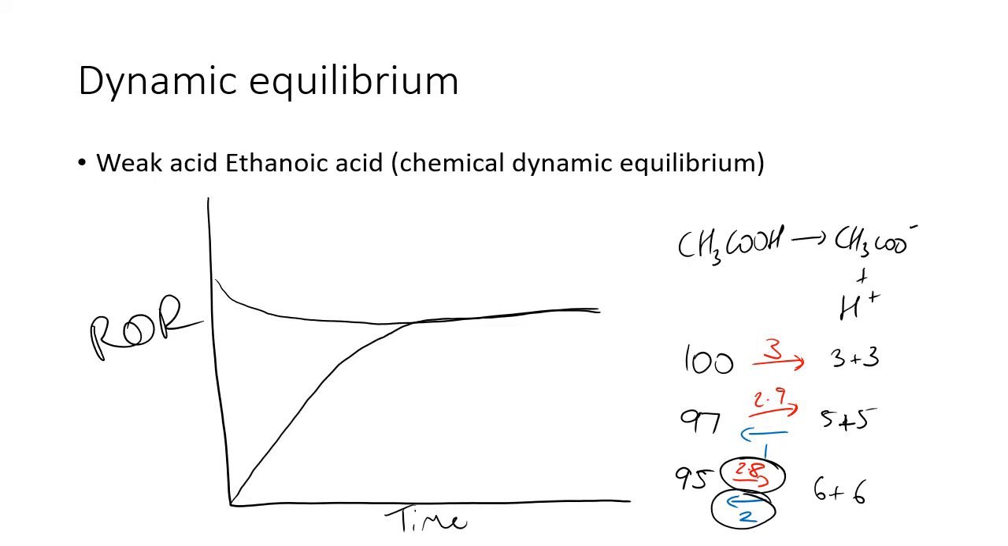Where you have equal numbers going backwards and forwards. You've got a closed system, and you recognize that forward and reverse reactions are occurring simultaneously. That's why we have this particular arrow, to show that it's a reversible reaction.